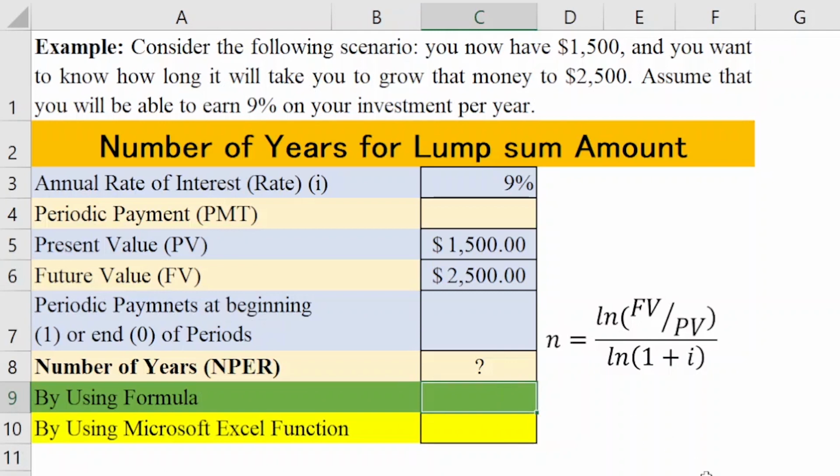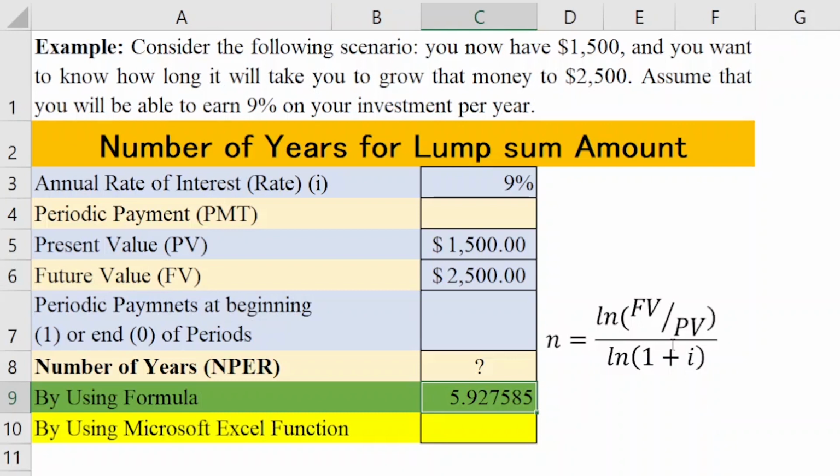If we use the formula, then N will be equal to, start the parenthesis, log of future value divided by present value, close the parenthesis, divided by, start the parenthesis, log of 1 plus I, close the parenthesis, and press enter. We can find the number of years that will be required to grow your amount from $1,500 to $2,500 at 9%. It will be 5.9275 years to grow your amount from $1,500 to $2,500.